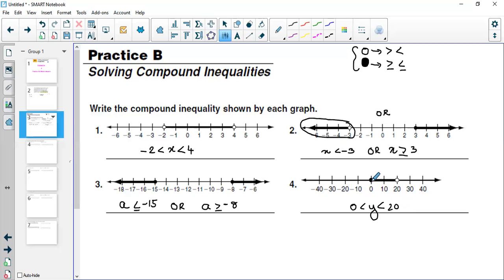This circle which is on 0 has been shaded, which means I'm going to write it as lesser or equal to. Am I going to write lesser or equal to 20 as well? No, because 20 is not a solution. That's why they did not shade the circle. It's an open circle, which means it is only going to be lesser than 20.